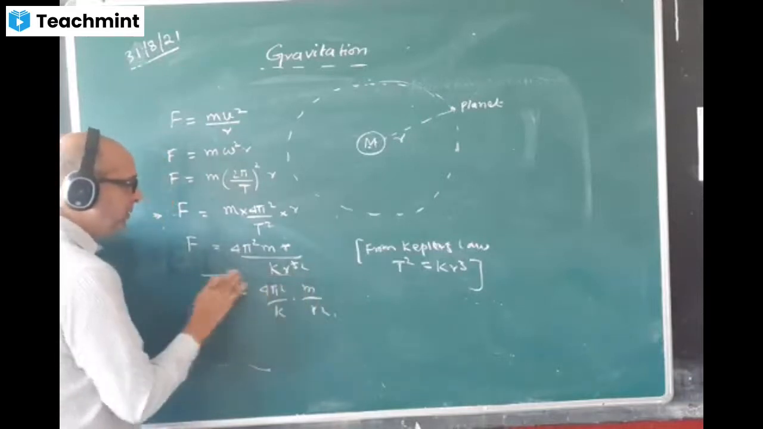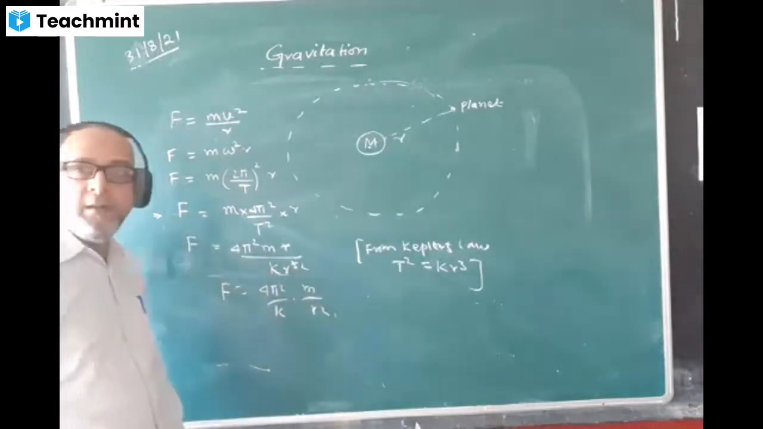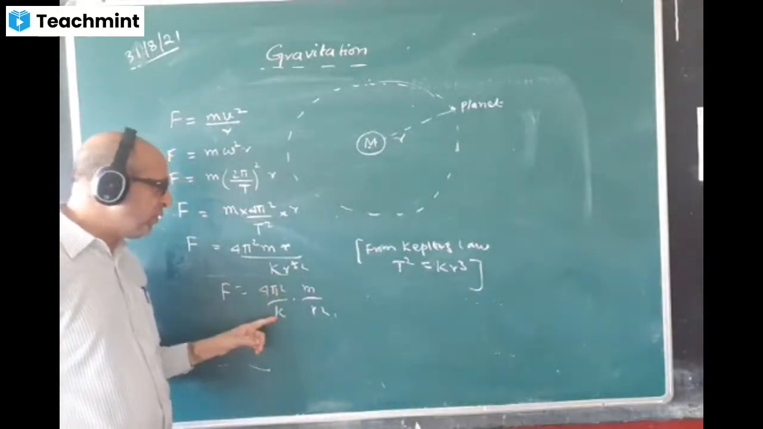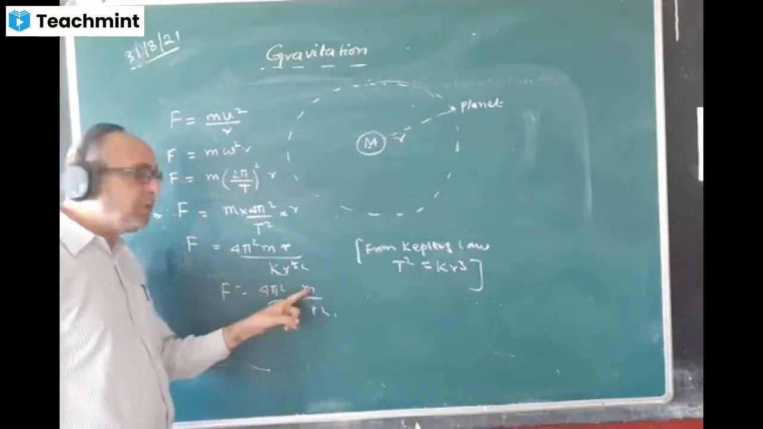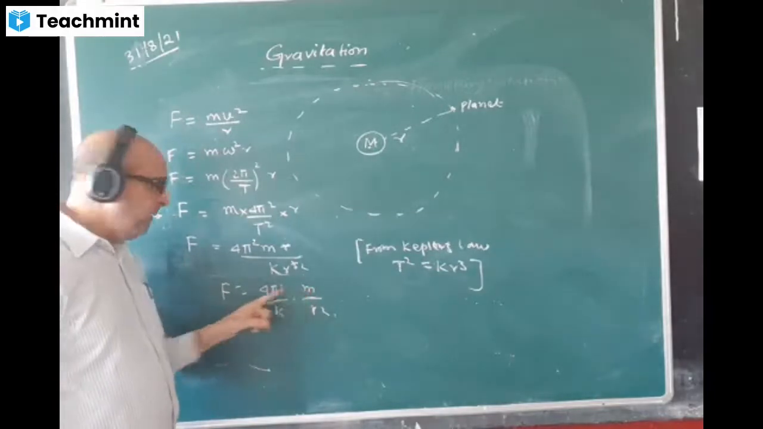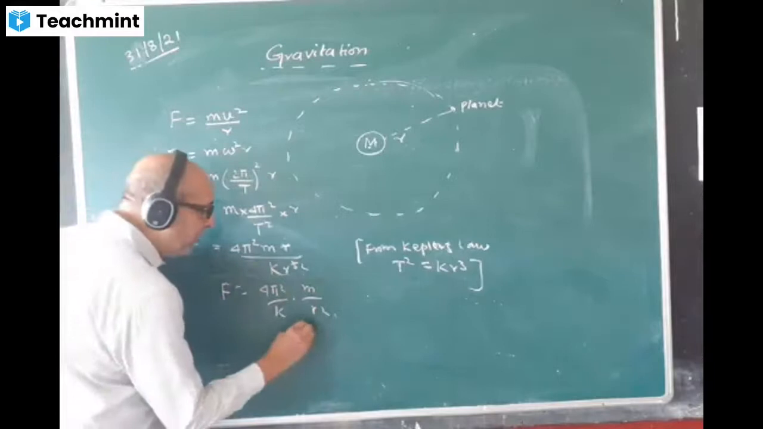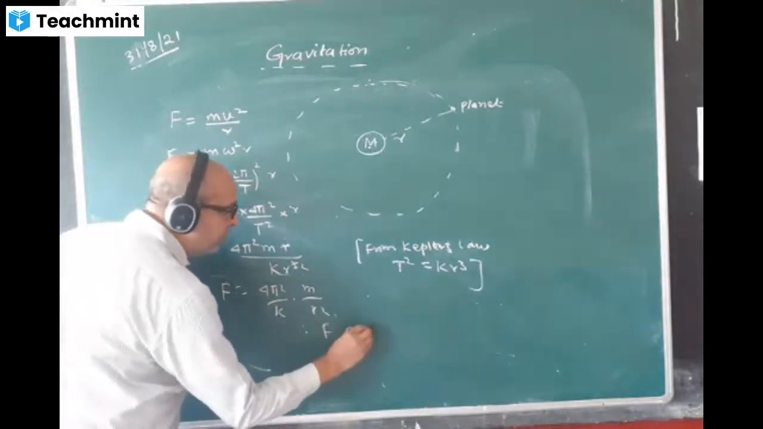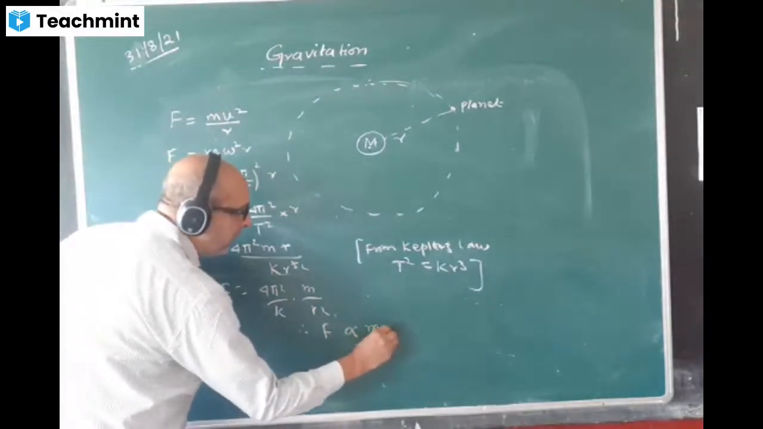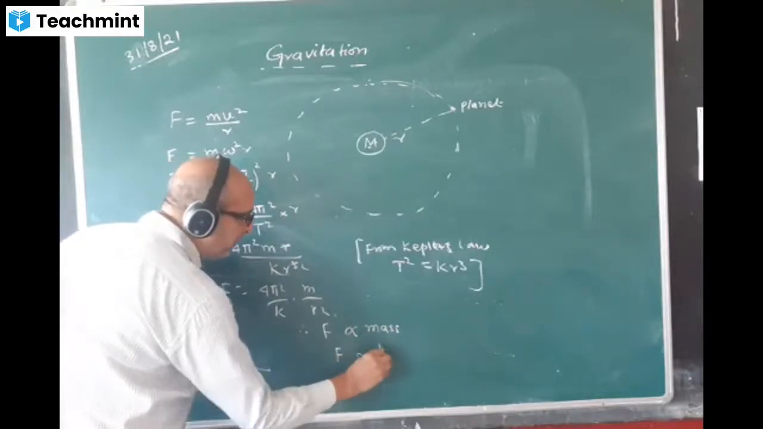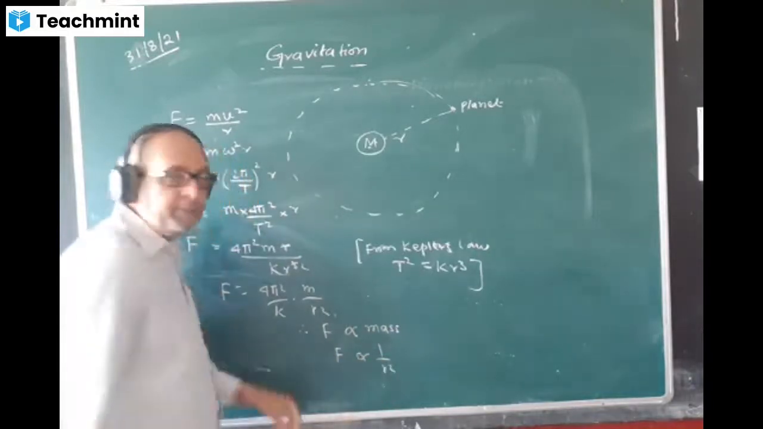This is the formula we are getting. In this formula, 4 pi square is constant, K is also constant. That is, F is directly proportional to mass, and F is inversely proportional to the square of the distance. Therefore, F is directly proportional to mass, and F is inversely proportional to r square.